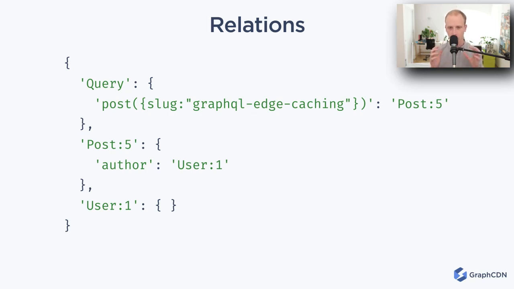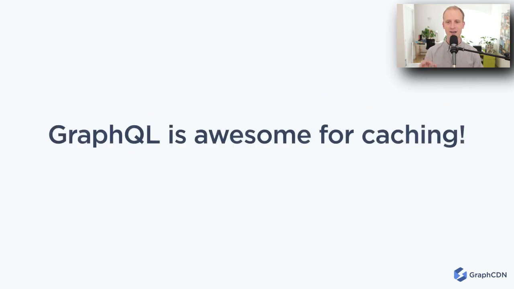Now, what I really want you to take away from this section is that GraphQL is actually awesome for caching. It's really, really good for caching because of its introspectability. It tells you what data you're returning. And this introspectability combined with the strict schema, where you have to return something that matches that schema, means it's actually really good for caching.